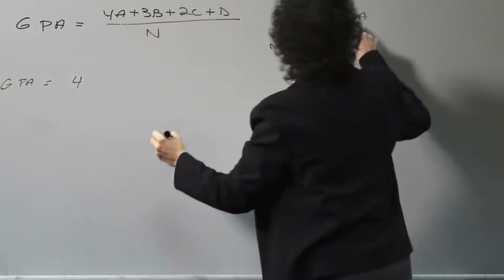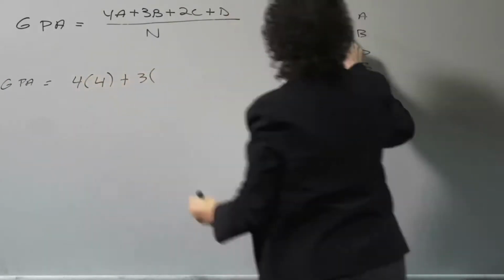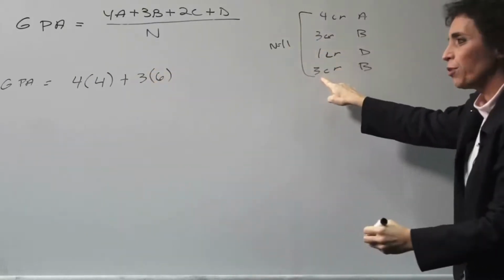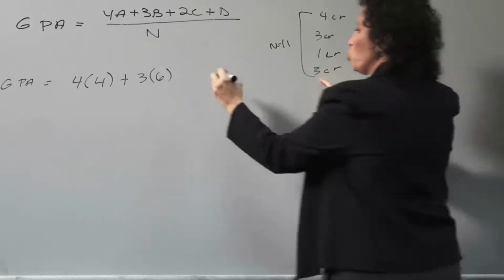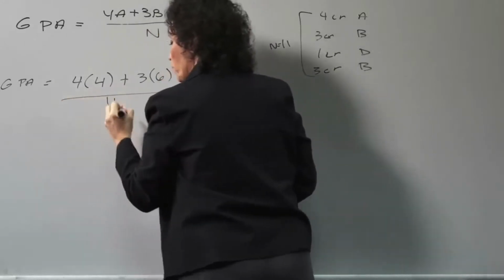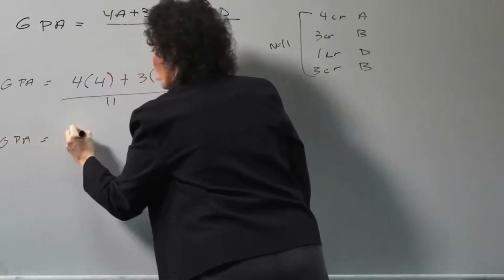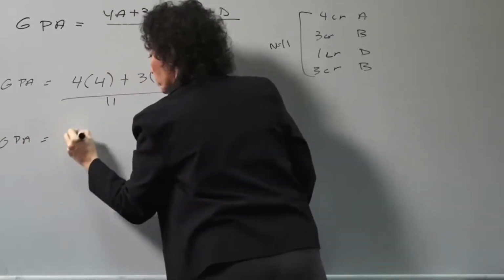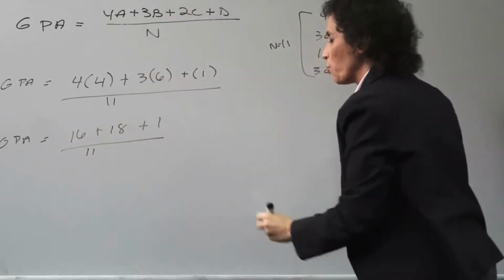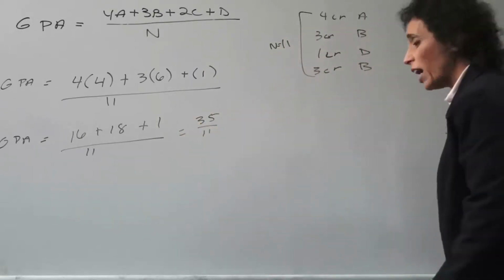Here we go. So her GPA is 4 times how many A's we got. 4 credits of A's. Plus 3 times B. How many B's do we have? 6 credits of B's. Do you see where the 6 came from? 3 here and 3 here, 6 credits of B's. She has no C's, but she has 1 D. And that's all divided by 11. So her GPA is 16 plus 18 plus 1 all over 11. That's 35 all over 11. So now we have to actually divide.